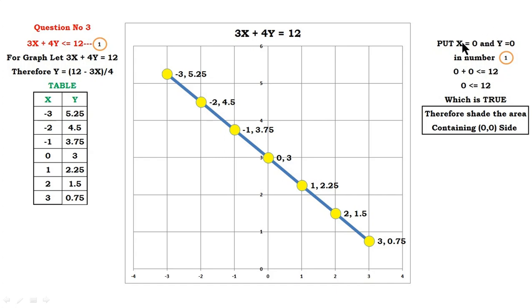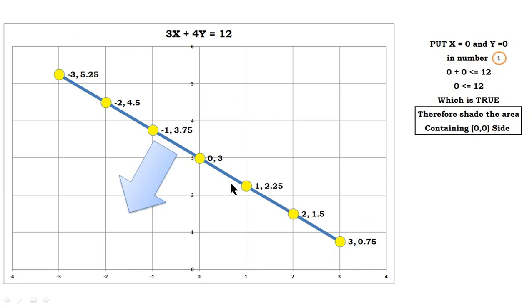Now put x is equal to 0 and y is equal to 0 in number 1. You will find 0 less than or equal to 12, which is true. Therefore, shade the area containing the 0, 0 side. It means you have to shade this area, this region. The arrowhead represents that you have to shade this region because 0 less than or equal to 12 is true. If it is false, you have to shade the other region.